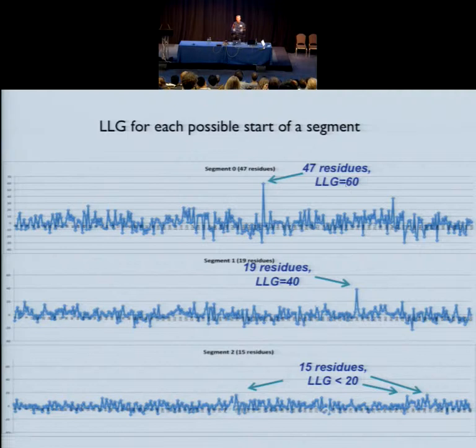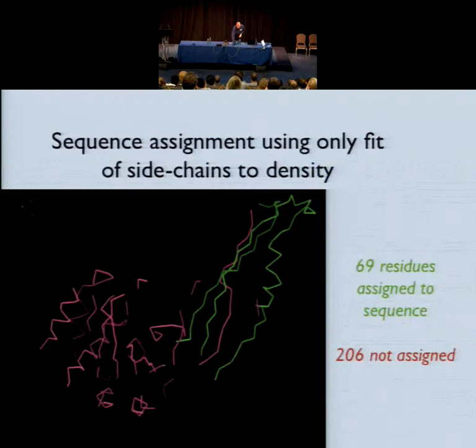If you have a shorter thing, 19 residues, we're getting down to 40. 15 residues, we're getting down to about 20 or so. So once you're under 10, particularly if the map is not good, it gets more challenging. So there's lower and lower confidence as you get to shorter and shorter sequences. So in this particular case, if you only use this information, then you can assign maybe a third or a quarter of the residues to sequence, and the other ones you don't know what they are. But we can use additional information.